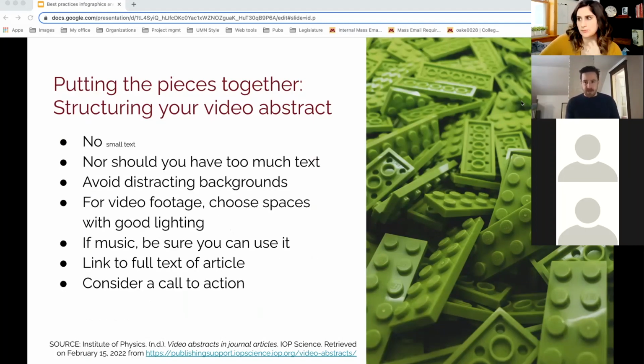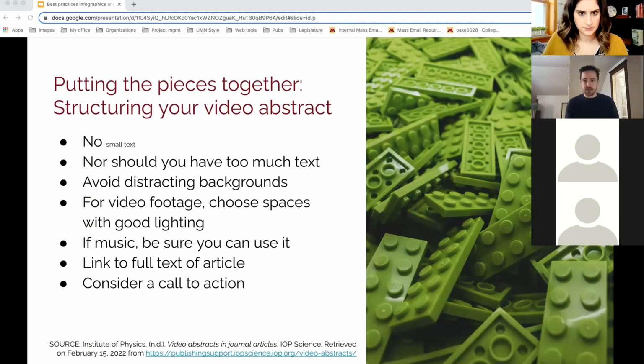Some of the same best practices for infographics apply to video abstracts, specifically in limiting the amount of text. You want to make sure that your text isn't too small, so no small text. You kind of want everything to be in proportion. The whole purpose of this medium is to accompany an entire article's worth of text. So less is more when it comes to your video abstract text-wise.